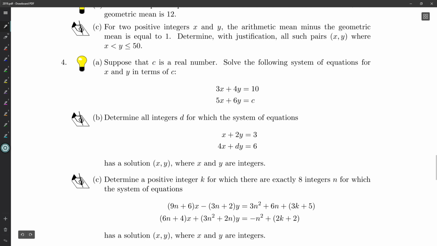And you're ready to take a look at question number 4 on our 2019 Hypatia. So we got a light bulb and 2 written parts here. A. Suppose that C is a real number. Solve the following system of equations for x and y in terms of C. Okay, nice little simple solving systems of equations. There's lots of ways you can go about doing that.